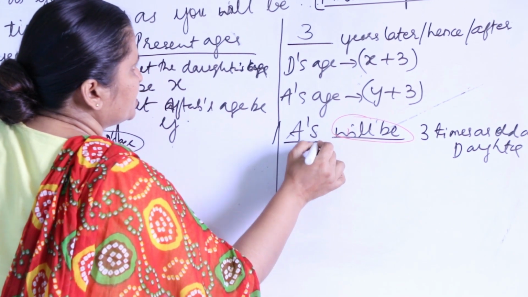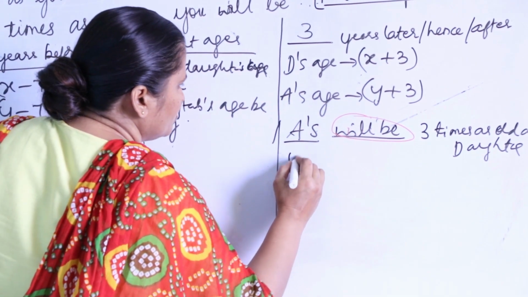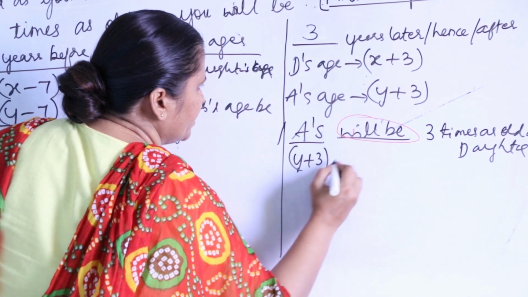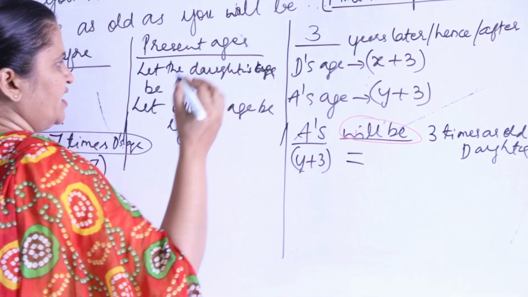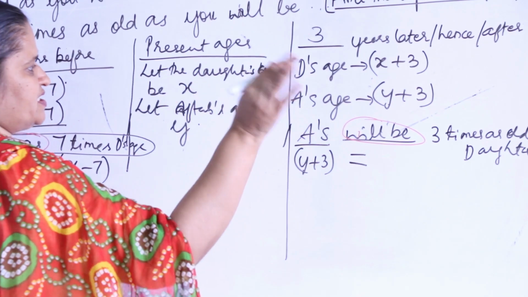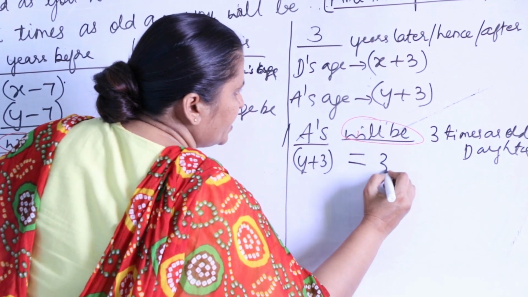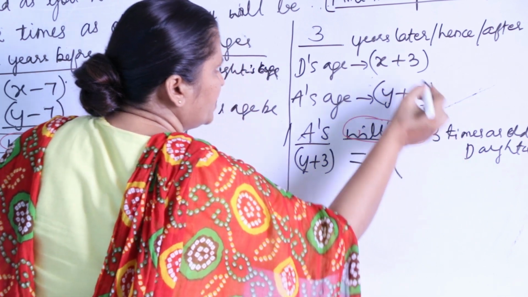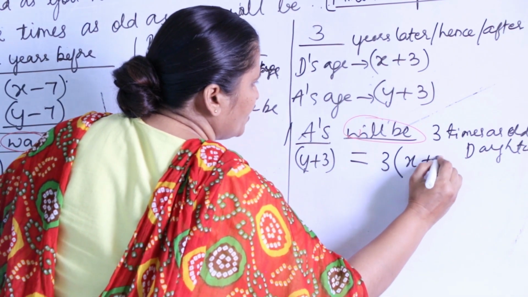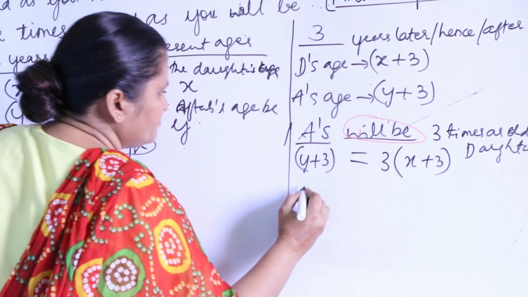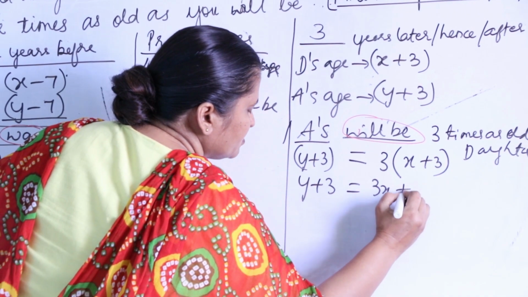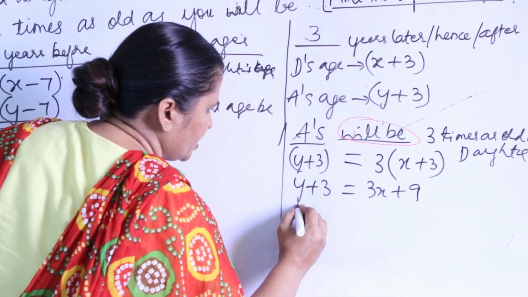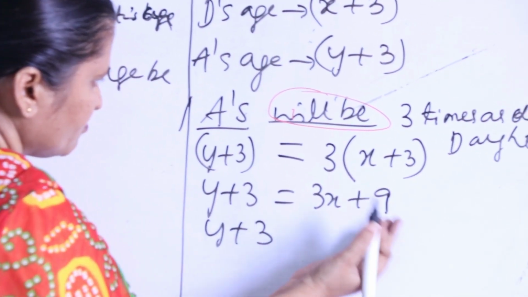Aftab's age. What is Aftab's age here? Y plus 3. Will be is also equals in mathematics. Is, was, will be, everything is equals only. 3 times. What is daughter's age? X plus 3. See? Simplify. You should get your equation 2.